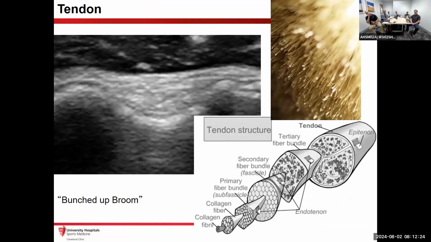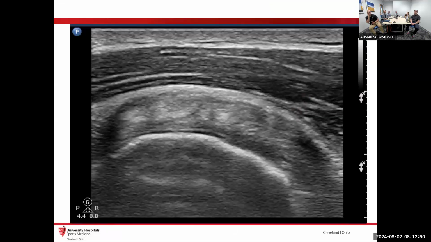So then we're going to talk about tendons. Tendons in short axis kind of look like the bristles of a broom if you took them and squeezed them all together, right? That's because there's less variability in what those fiber bundles are. You don't have as many subfascial planes going through, so it looks like a bunched up broom in short axis.